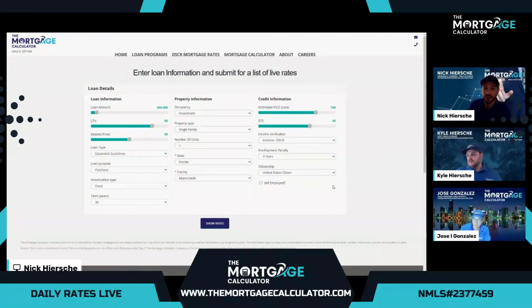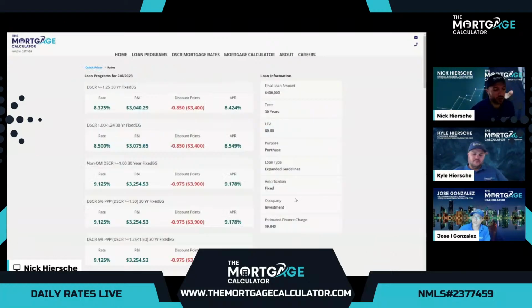And that'll give us our best pricing scenario. So let's check out our DSCR rates right now for an 80% LTV, 20% down purchase. You'll notice the rates will be higher on these programs, but the discount points are much less. So here, the best option the computer found was an 8.375 rate, a little higher than it was last week.